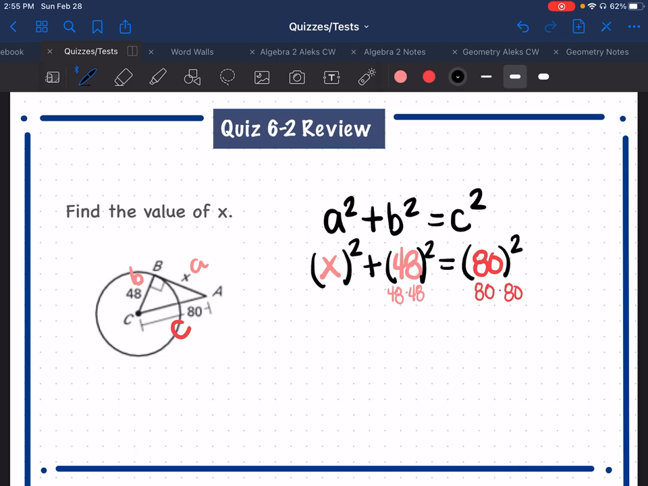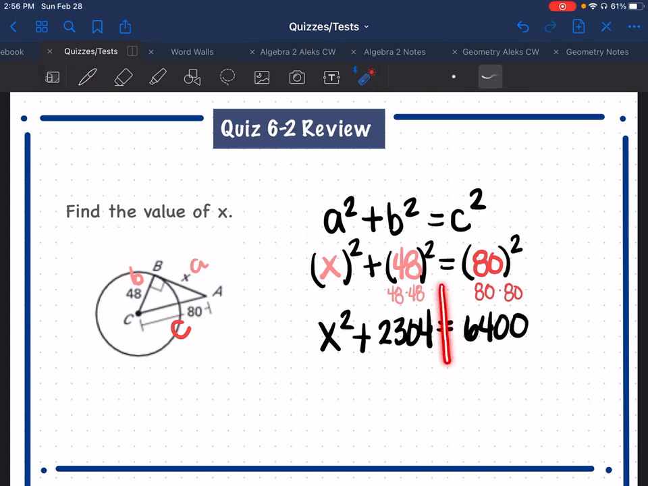Okay, so x times x is x squared. 48 squared is 2,304, and 80 squared is 6,400. Remember, you want to pay attention to which side of the equal sign your two numbers are. Since if I were to circle them, they would be on opposite sides. They are divided by the equal sign. So I cannot add them together. I must actually take the one over by the x and subtract it.